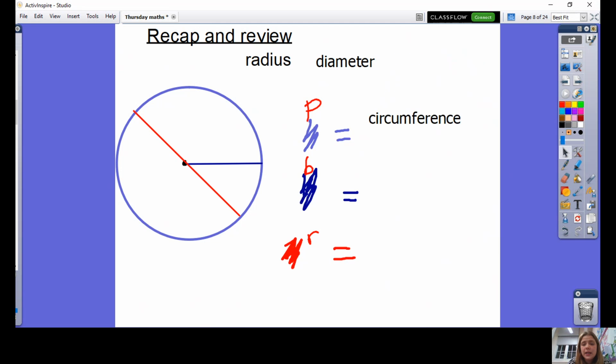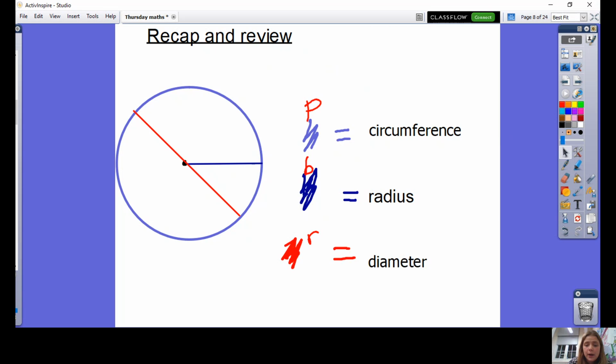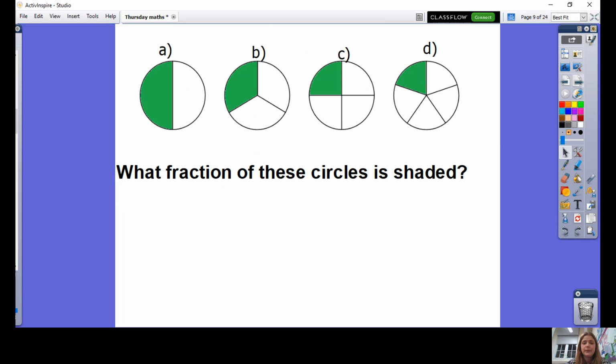Circumference is the outside measurement of a circle. So the purple line was the circumference. Now remember, the word radius is shorter than the word diameter. So the radius was the shorter line, the blue one. The diameter goes all the way across the circle, longer than the radius, so red was diameter. Well done if you could remember those definitions.